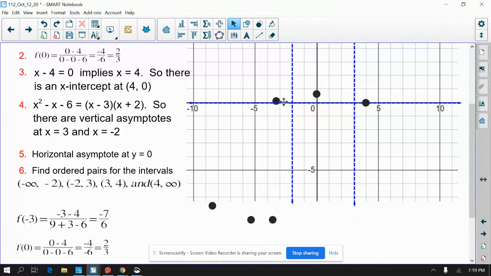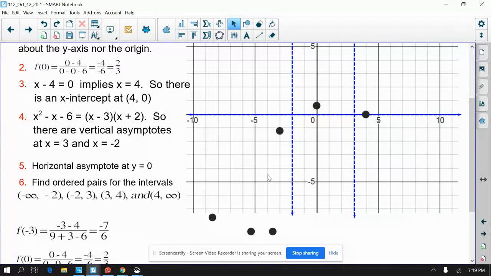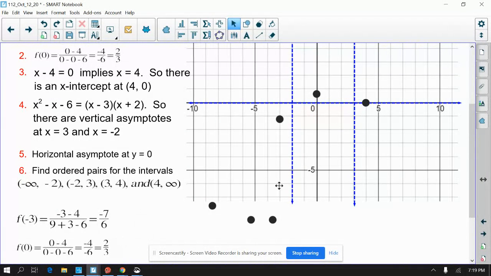And so here's -3. -7/6 is -1 and a sixth, so about right there. So you can imagine my function is approaching this vertical asymptote and also approaching this one, so it's going to be looking like a curve like this. Then I need an ordered pair between these two asymptotes. And whenever you have the chance to pick 0, you should, but we already did find that. We plugged in 0 for x, we got 2/3 for y. So that one's already done.